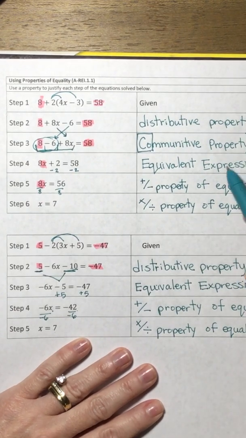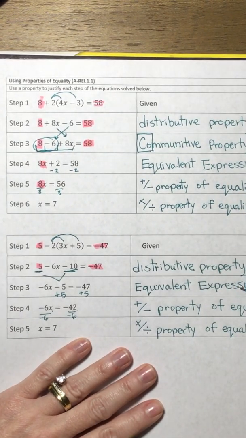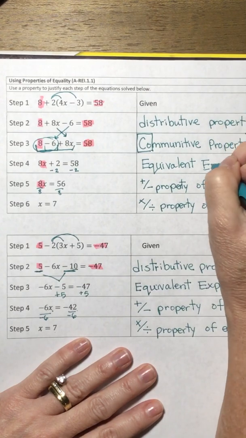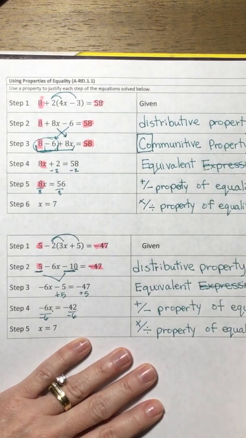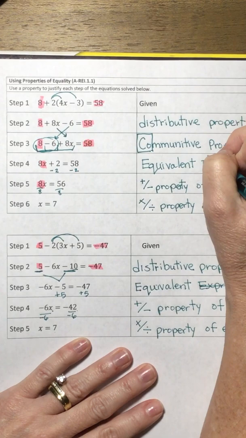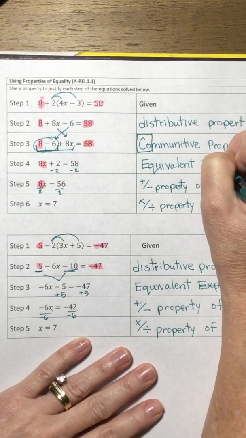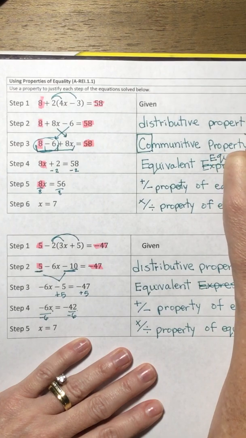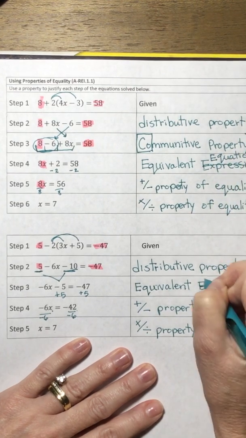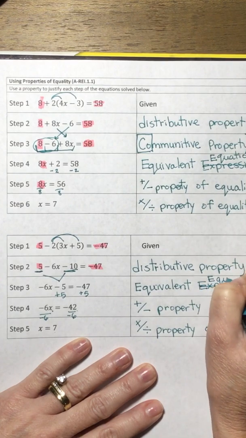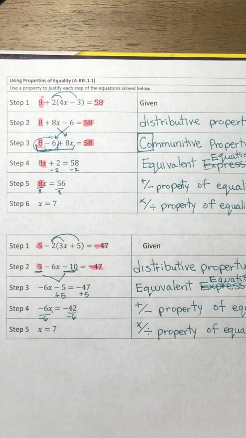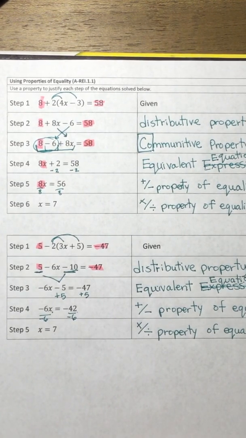And you know, I wrote equivalent expression on both of these, and I need to back up and apologize. That should actually be writing an equivalent equation since we have an equation here. So let's go back and cross those out. Hopefully you're using a pencil and you can erase and just write equation. Okay. That's what's so good about pencils, right?